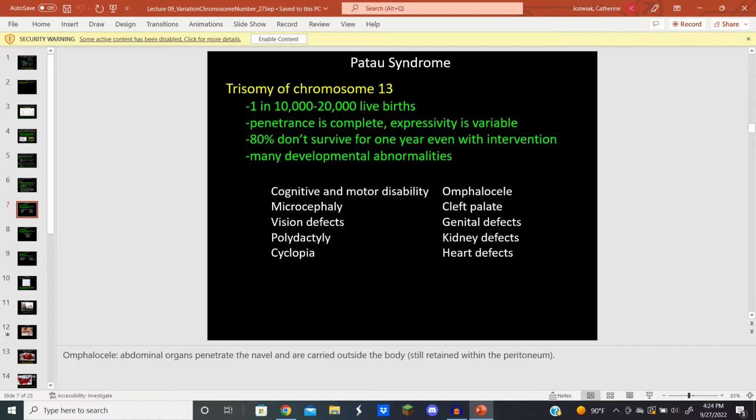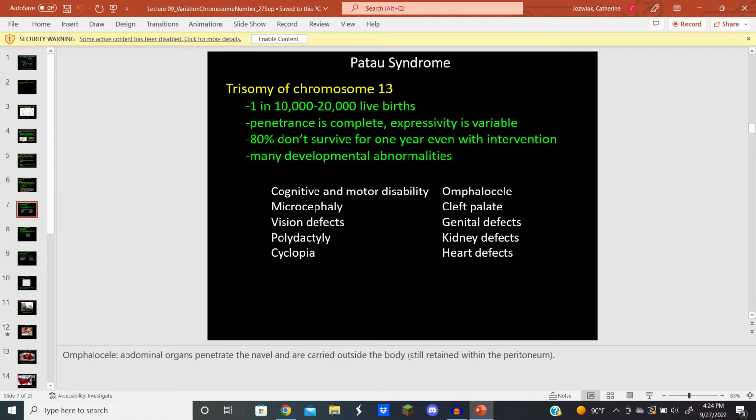So this occurs very rarely, 1 in 10,000 to 20,000 live births, right? Which really means that most of the pregnancies that produce a trisomic zygote for this chromosome don't survive to that point. This has complete penetrance, which means that if you have 3 copies of the chromosome, you're going to exhibit symptoms. You'll never be born without any symptoms, right? Expressivity is variable, which means that the degree to which you express symptoms is going to vary. You might have some of the symptoms, you might have all of them, but you'll at least have some.